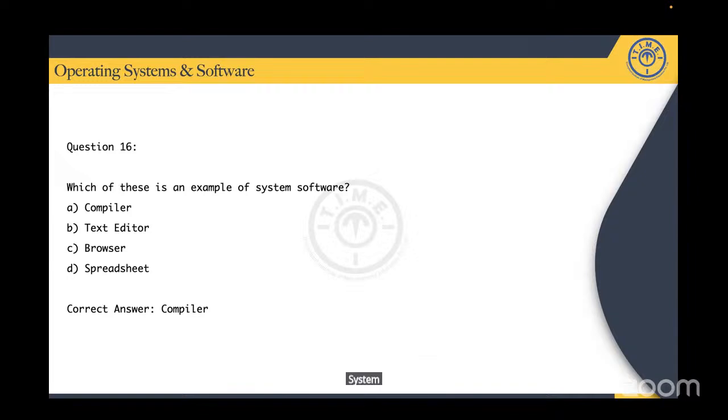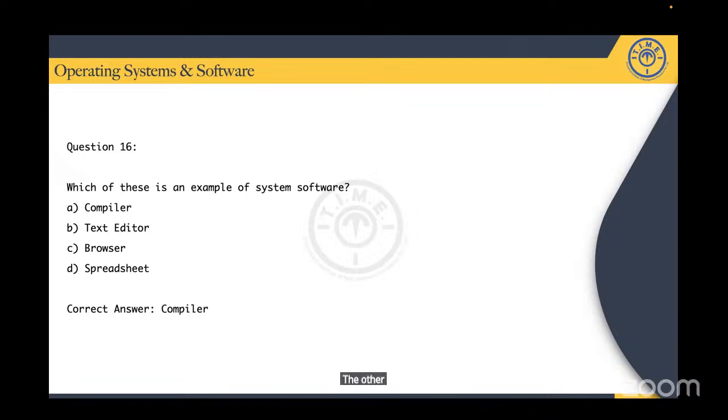System software helps the system run, not the user. Examples: operating system, compiler, device drivers, right? So basically what is system software? It helps the system run. And the best examples are operating system, compiler, and device drivers. A compiler converts high-level language into machine code, works at system level. So compiler is a system software.